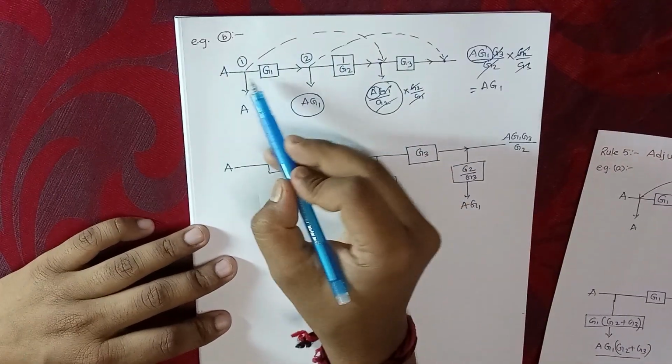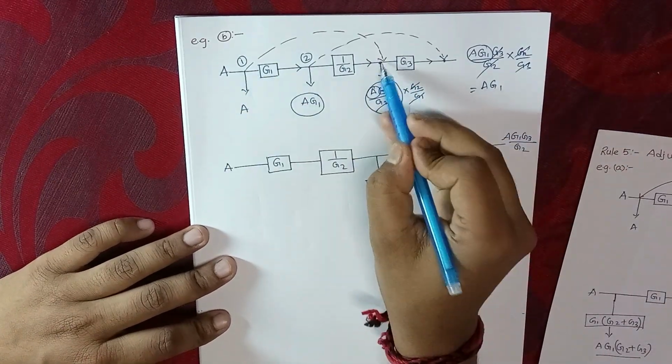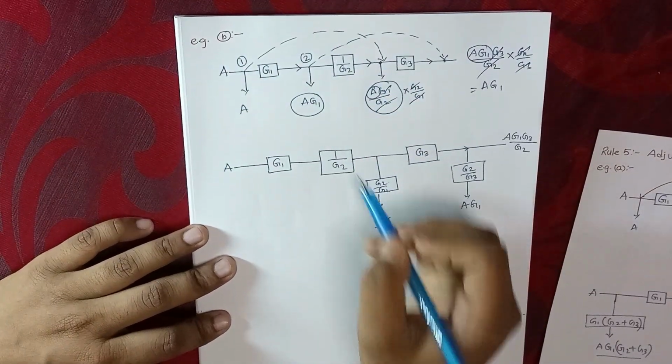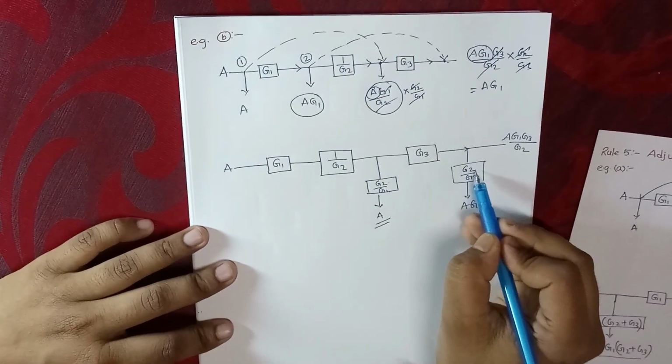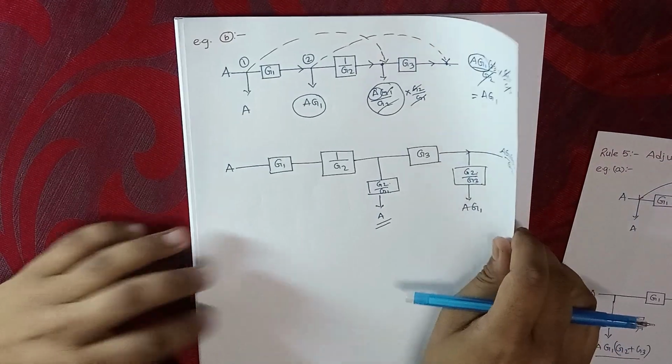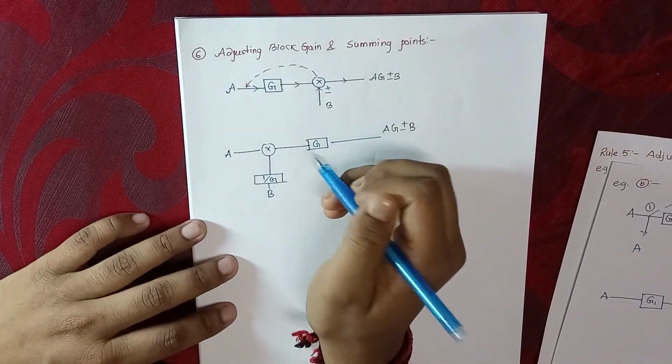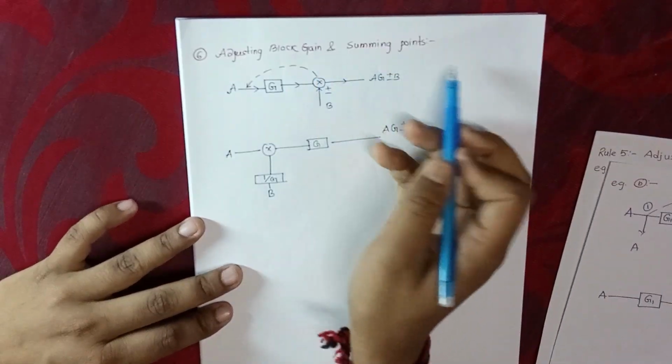So I can shift the take-off point 1 to here by multiplying G2 by G1, and I can shift the take-off point 2 to here by multiplying G2 by G3. Now let us move on to the next rule, which is adjusting block gain and summing point.